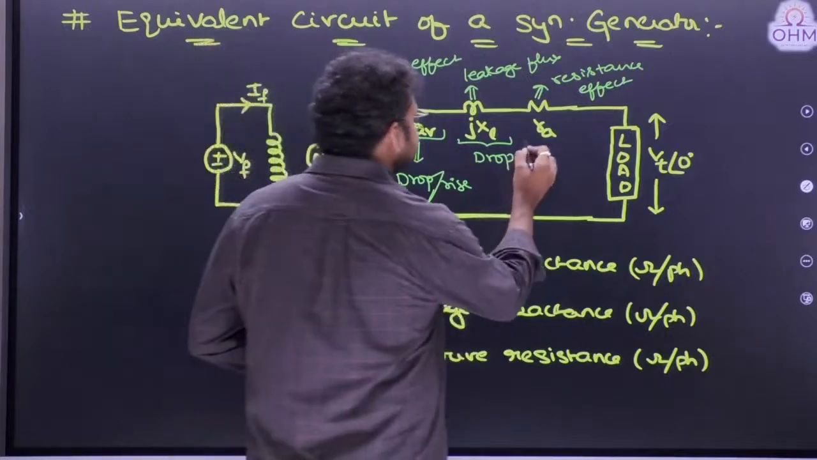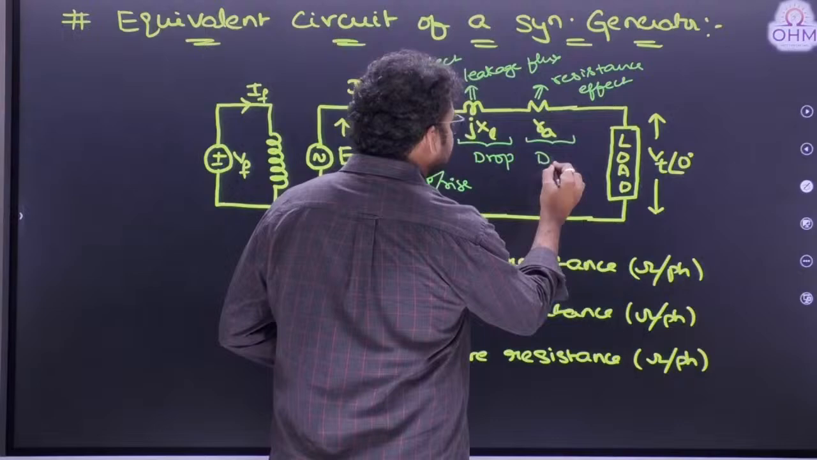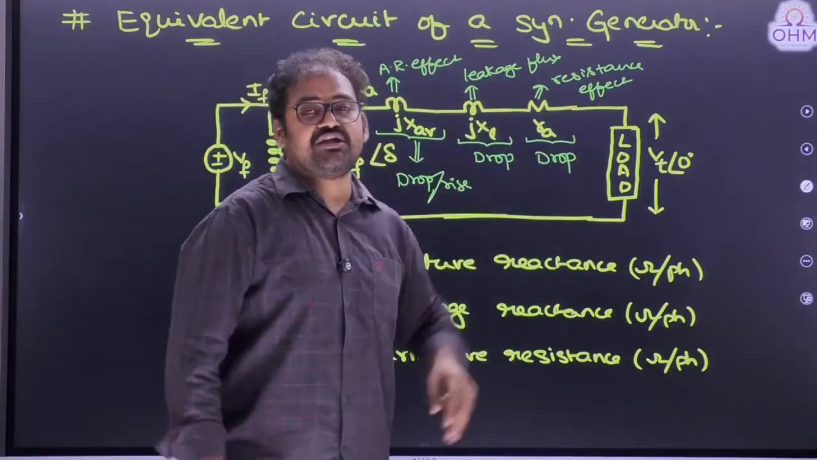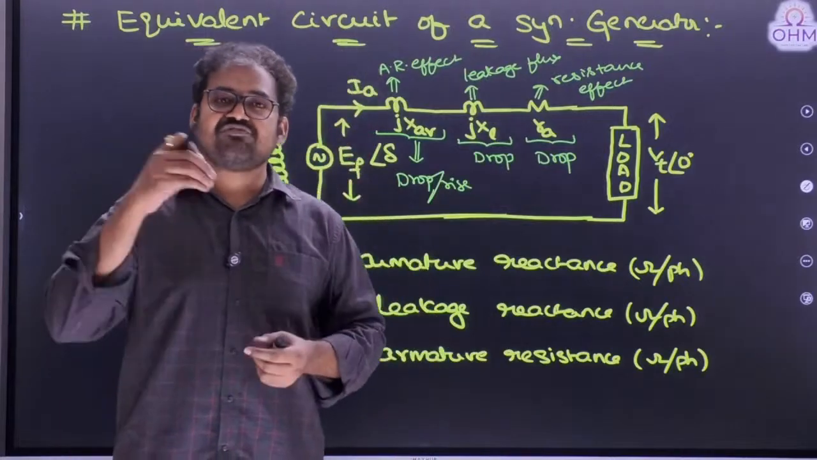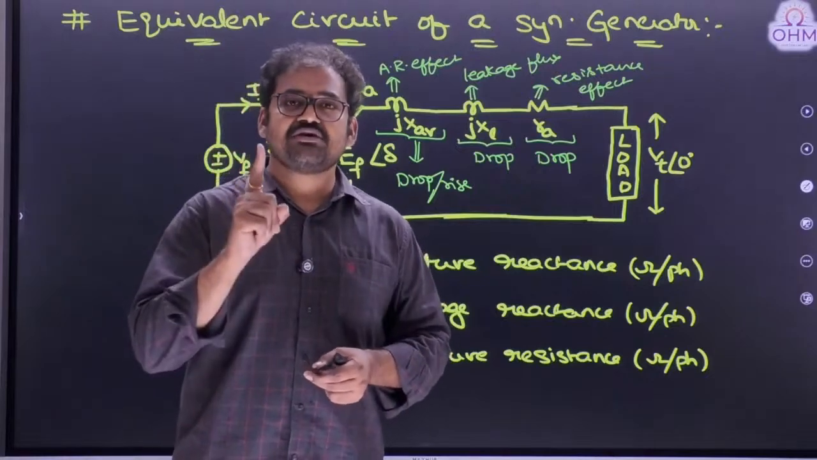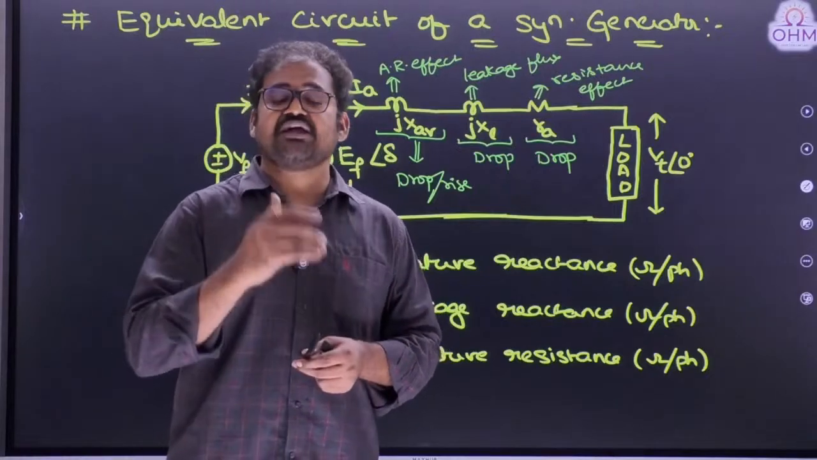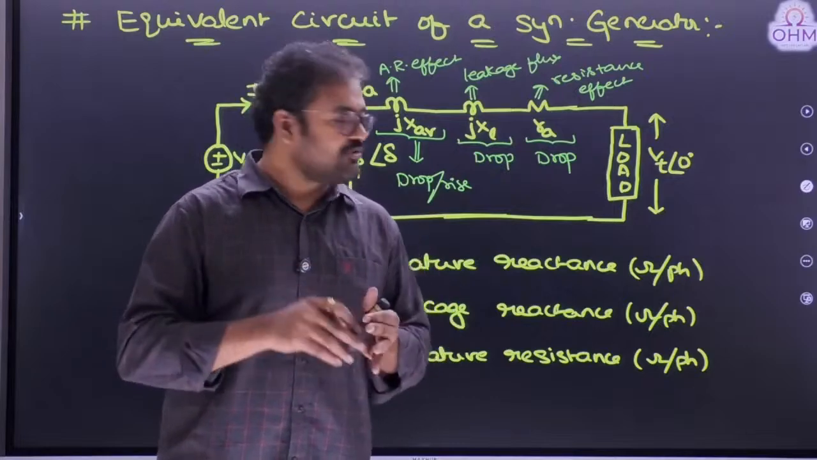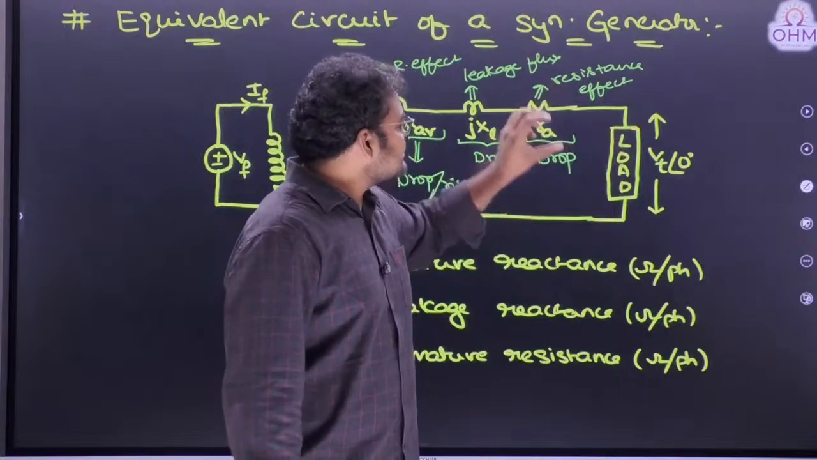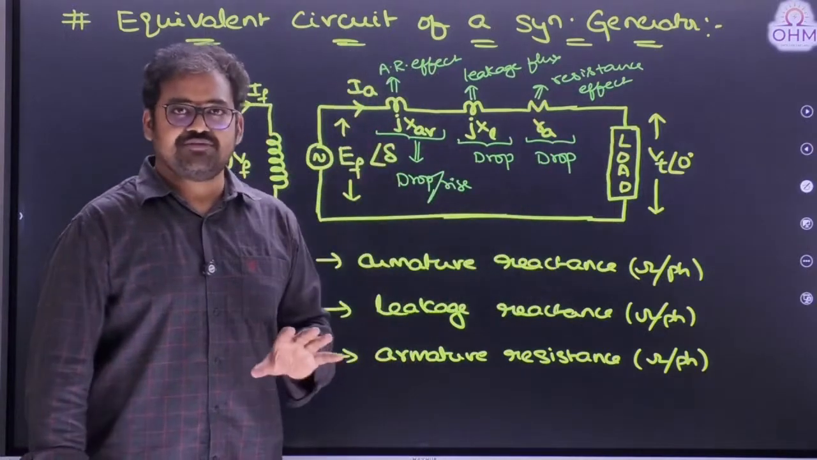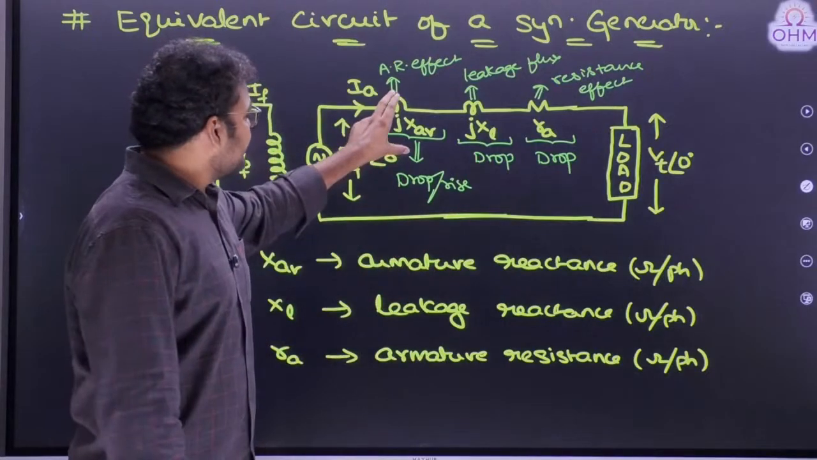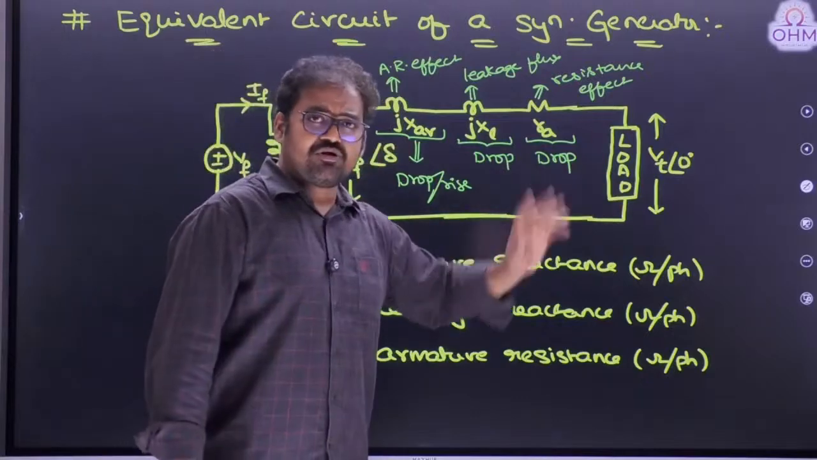Next, winding resistance. This is a minor effect that will also represent a drop in voltage. Whenever current passes through any winding, every winding has some finite resistance, and resistance has two disadvantages. One is voltage drop across the resistance. The second one is copper losses. Therefore, whether the load is lagging or leading power factor type, resistance will always represent a drop in voltage only. The only effect which may be a drop or a rise is the armature reaction effect, which depends upon the load power factor.